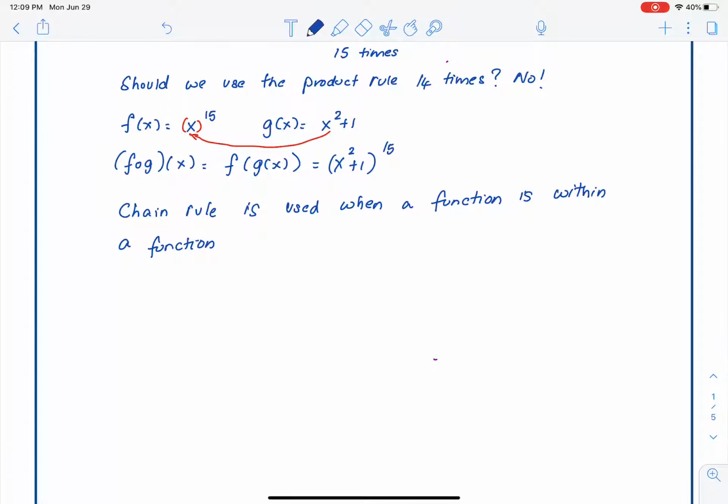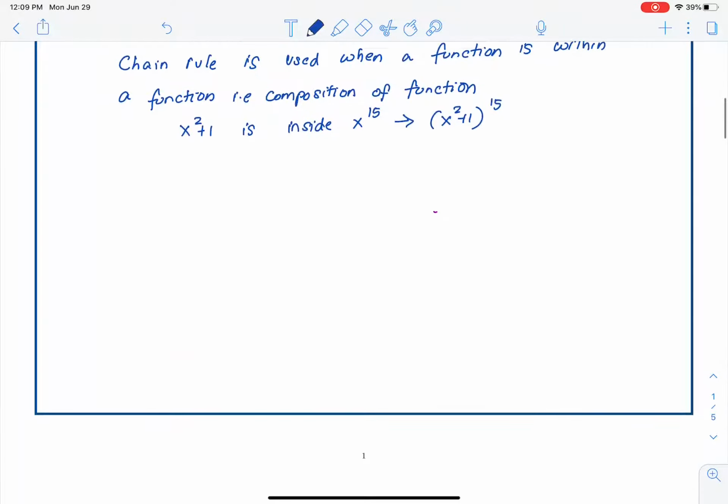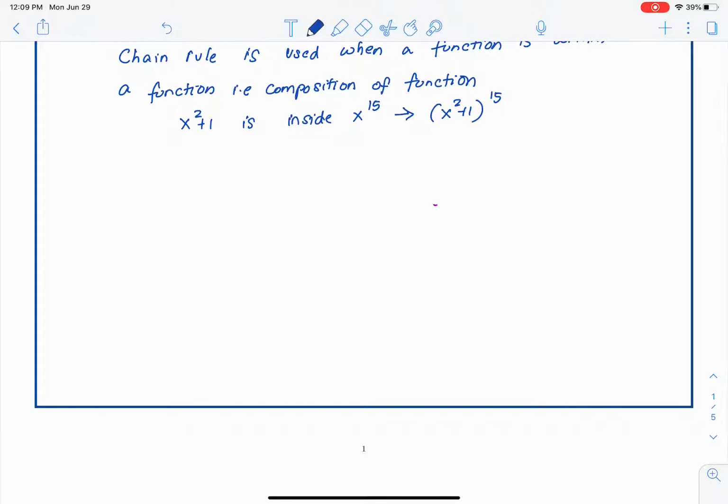Chain rule is used when a function is within a function, that is, composition of functions. If you look at my example above, x squared plus 1 is inside x raised 15 to give x squared plus 1 raised 15. How do we go about finding the derivative? It's pretty straightforward. So we are going to treat x squared plus 1 as x.